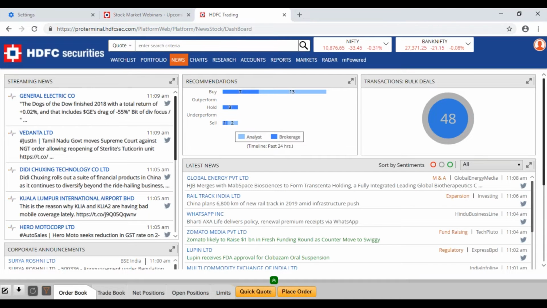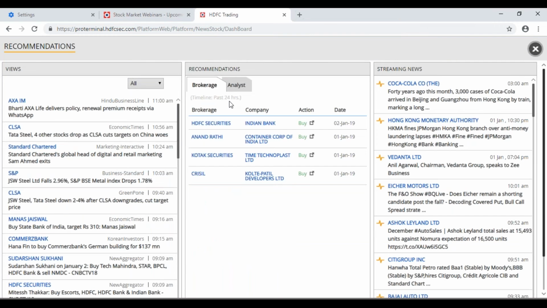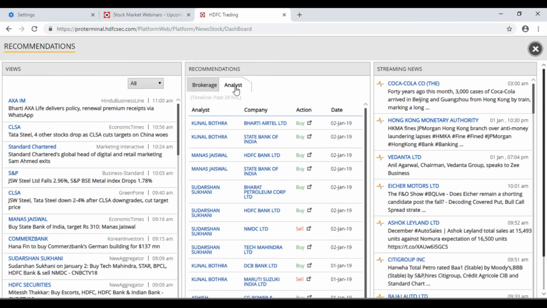Now here are the recommendations from other brokers, and this timeline is past 24 hours. HDFC Securities is saying Indian Bank, Anand Reddy is saying buy Container Corp of India, Kotak Securities saying Times Technoplast, Crisil is saying Kolte Patil Developers. And in analysts, we have a huge list out there. Kunal Bothra is saying buy Airtel, Bharti Airtel. Kunal Bothra is again saying buy Bank of India, State Bank of India.